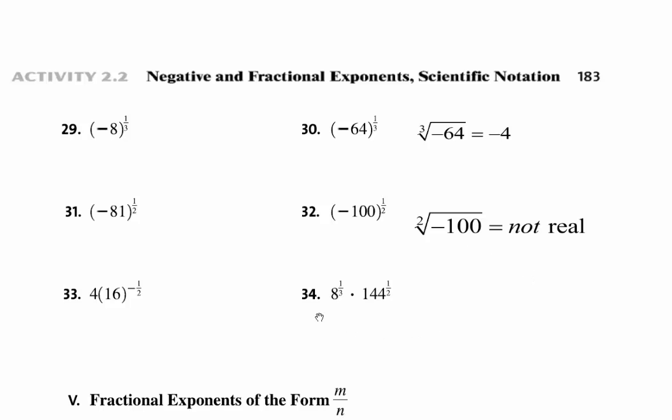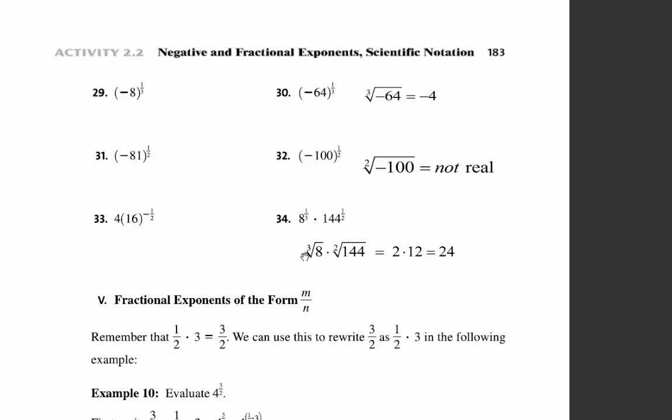All right, number 34. We have 8 to the 1/3 times 144 to the 1/2. Let's change to radical form and then evaluate. So the 8 to the 1/3 becomes the cube root of 8, right? The denominator's a 3, so I put that in my index. The 144, that's saying the square root of 144, so I put the 2 in my index. Again, I didn't have to. Then we're really saying what number multiplied by itself 3 times gives me 8? That's 2. Then we're saying, what's the square root of 144? Well, that's 12, right? What number multiplied by itself 2 times gives me 144? It's 12. And then what's 2 times 12? I get 24. So my final answer is 24.